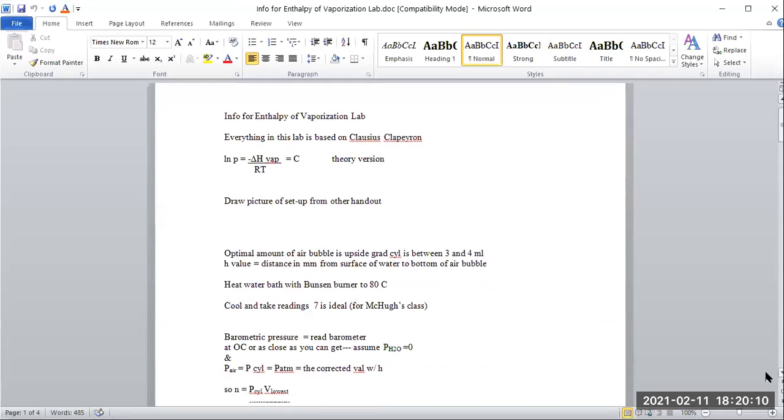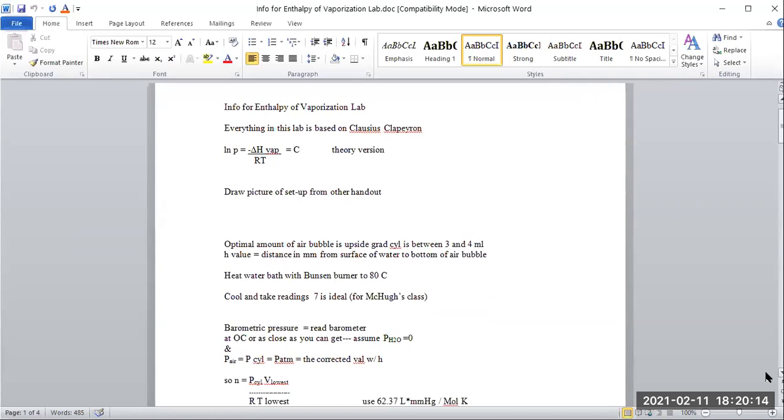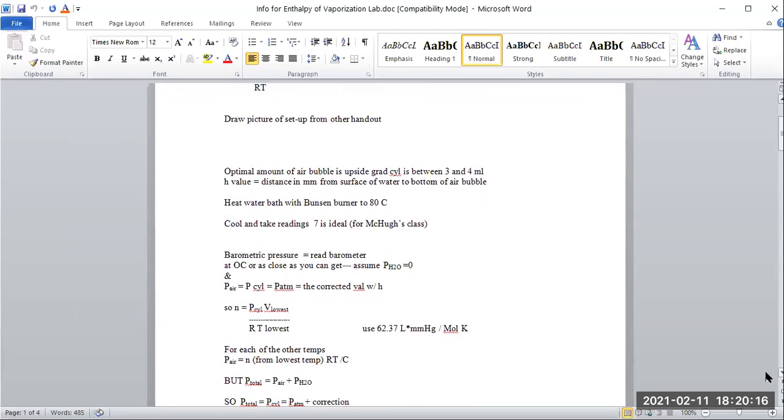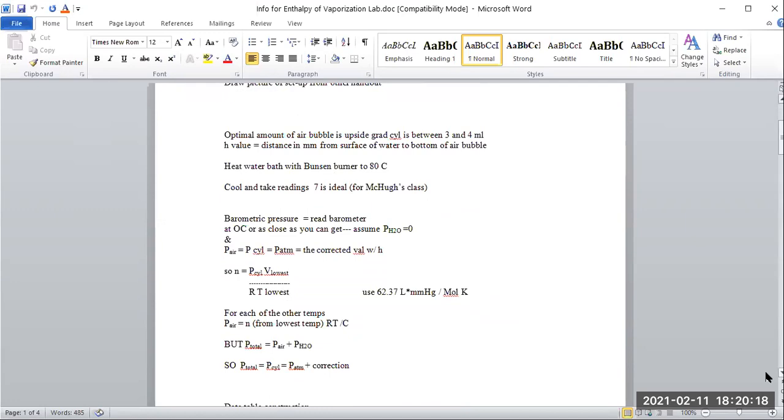Some people have already done the lab. Some people are going to do the lab. Let me talk about the math here, because the math is not easy. It's algebra, but it's messy. Since some of you have already done this, those who haven't done it can go back and look at the pictures that are in the file that's loaded to Canvas.